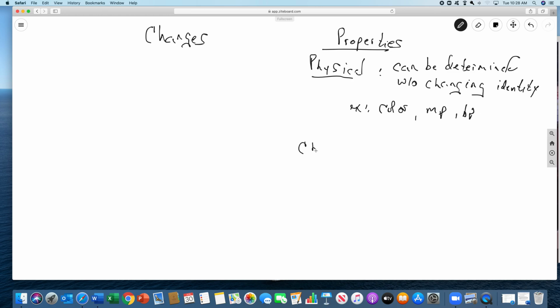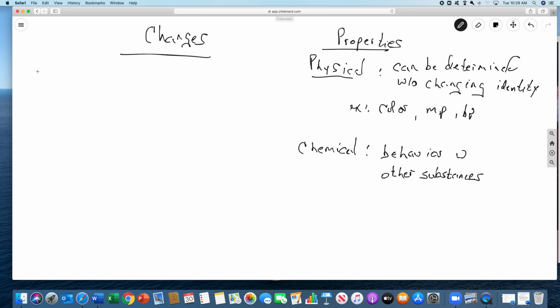Chemical properties are behavior with other substances. So what does it do if you mix it with oxygen? All right, if it does nothing, that's still a chemical property. Flammability would be a chemical property.